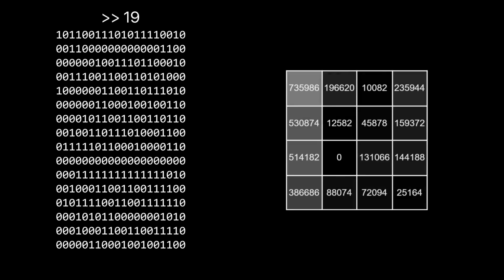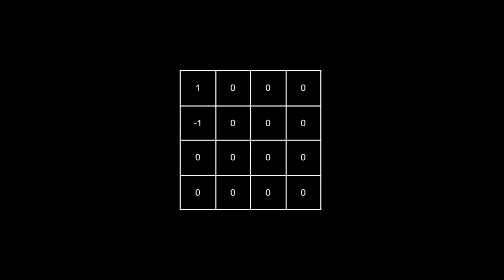Next, calculate the number of bits to shift right. Divide QP by 6, round down, then add 15. Perform the right shift. Finally, add back the original sign.